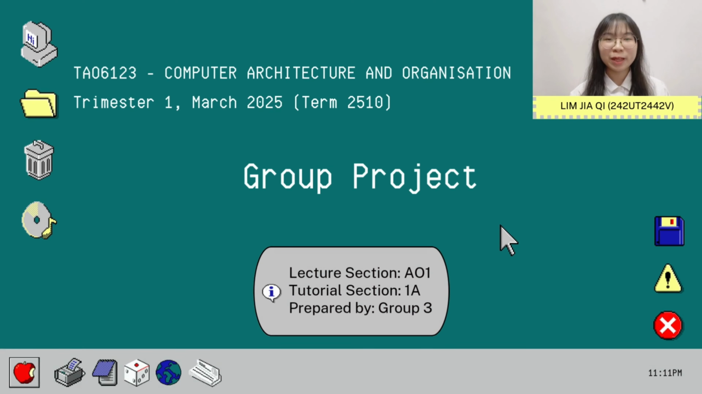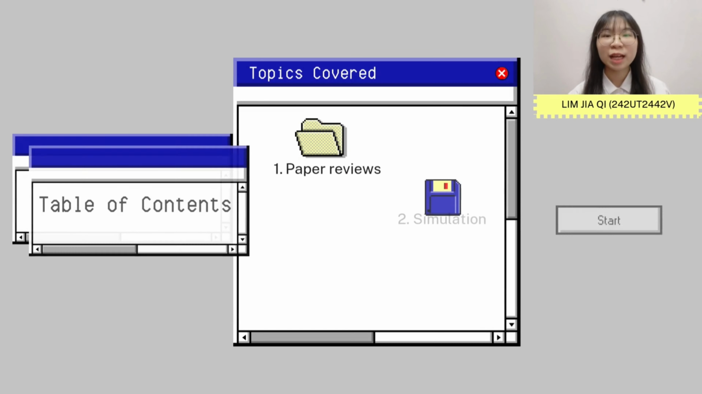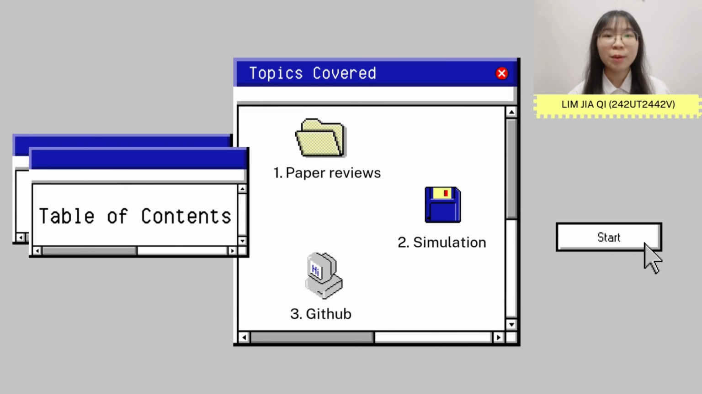Good day everyone. Today we are going to discuss the group project for TAO 6123 Computer Architecture and Organization. Our lecture session is A01 and our tutorial session is 1A. We are from group 3. Our group members include Lim Jiaqi, Lim Jiashen, Ko Shanxi and Ko Kaixin. Here is our table of content. Now I will pass the presentation to Jiashen.